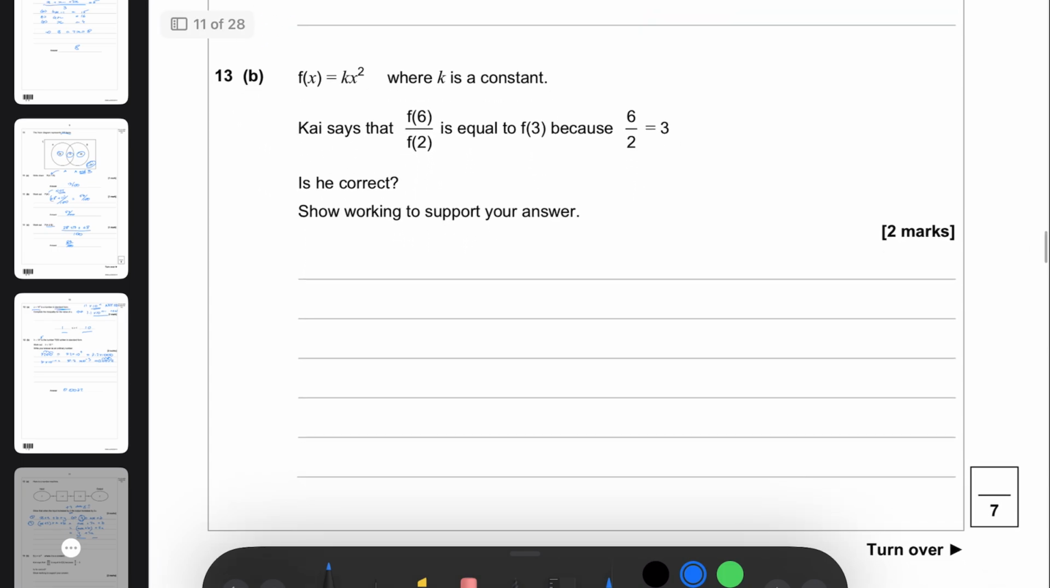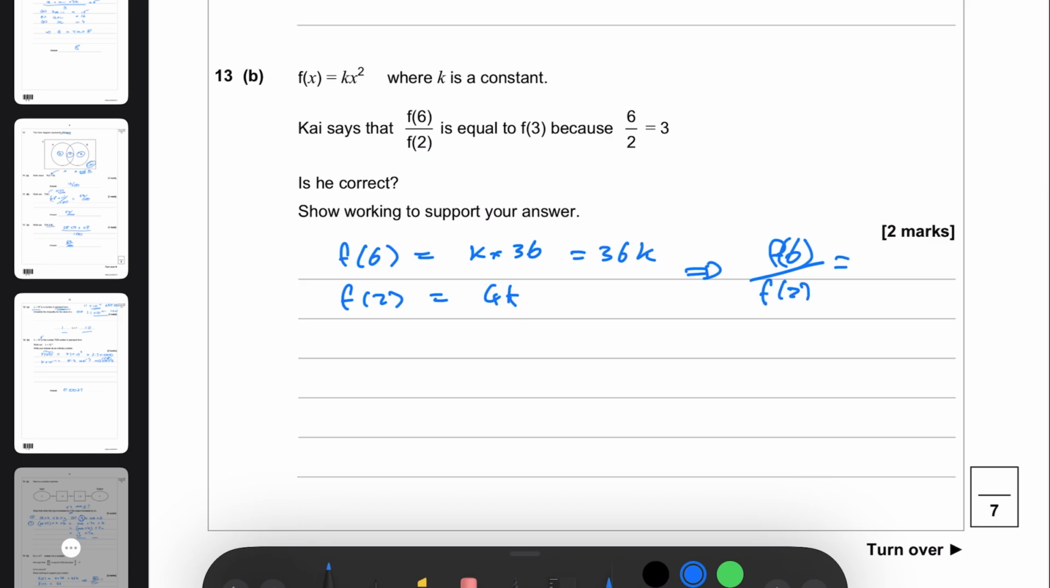f of x equals kx squared, where k is constant. Kai says f of 6 divided by f of 2 is equal to f of 3. Is he correct? We can literally just check. f of 6 is equal to k times 6 squared, which is 36k. f of 2 is equal to 4k. So f of 6 divided by f of 2 is 36k divided by 4k, where the k's cancel out, remember, and 36 divided by 4 is equal to 9.